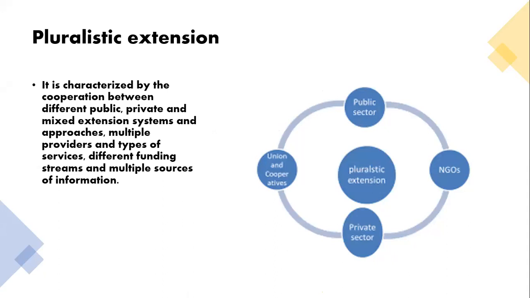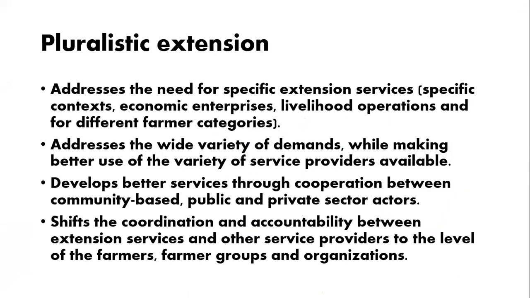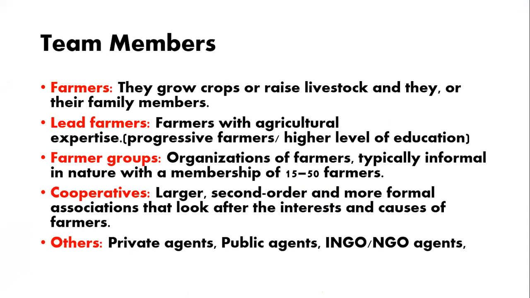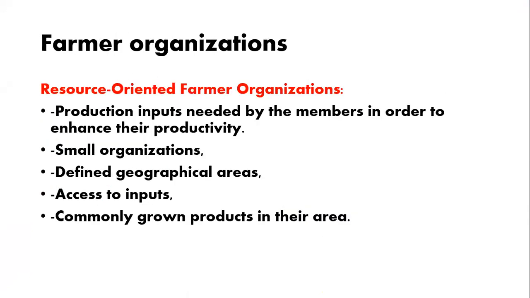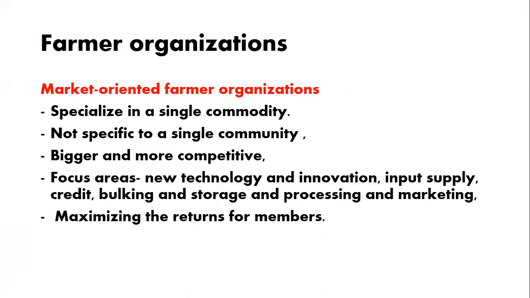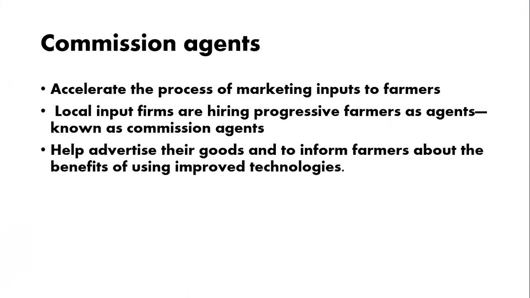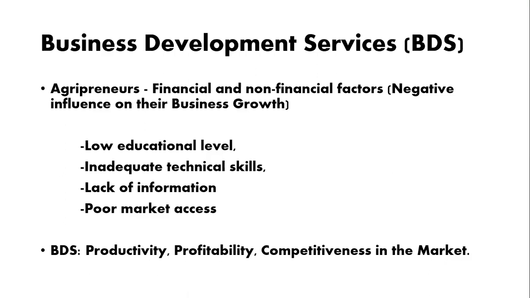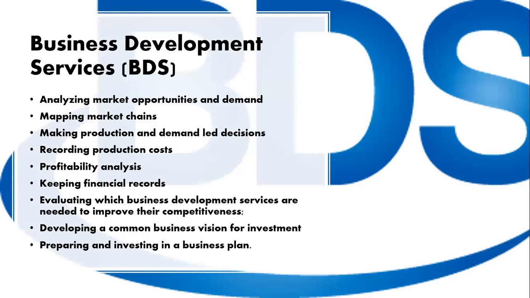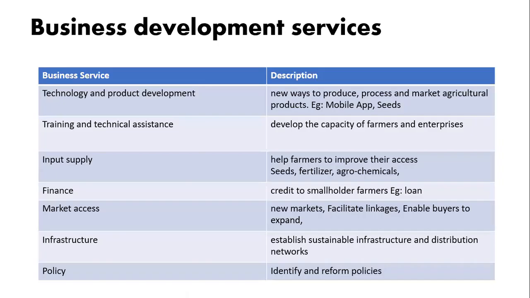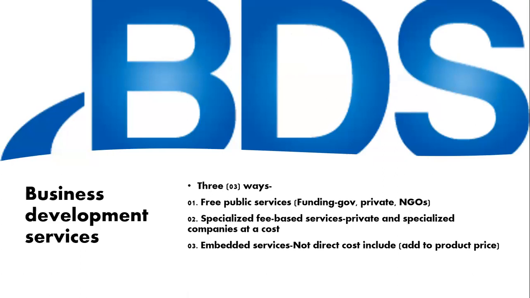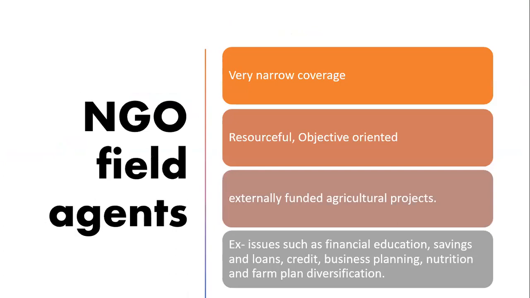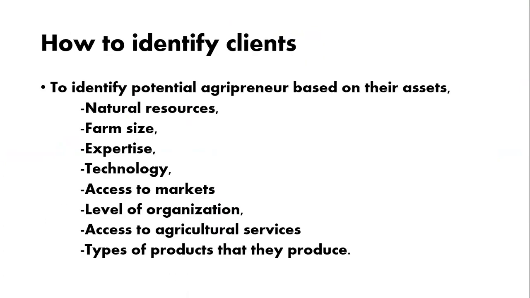These are the roles new extension has to play in agripreneurship development. There we identified the pluralistic extension approach as one good approach. Then we identified partners of pluralistic extension, right? Farmers, lead farmers, farmer groups, cooperatives and others. Then, as a partner, we identified farm organizations, of which there are two types: resource oriented and market oriented. Then we discussed the commission agent, and the business development services, right? What business development services are doing, what the types of business services are, and how we can identify them based on the prices they pay, and the NGO field agent and private extension.